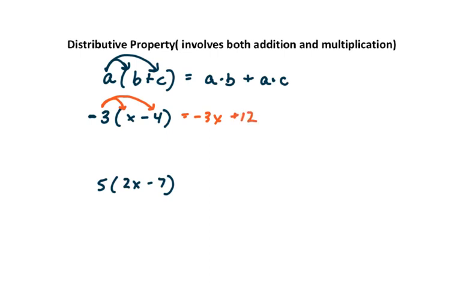Then we've got this 5 that needs to be multiplied times the whole of 2x. 5 times 2 is 10, and then we have the x. And then 5 times -7 is -35. The most common mistake people make with this is not paying attention to their signs. And in fact, that's one of the most common mistakes people make in all of algebra.